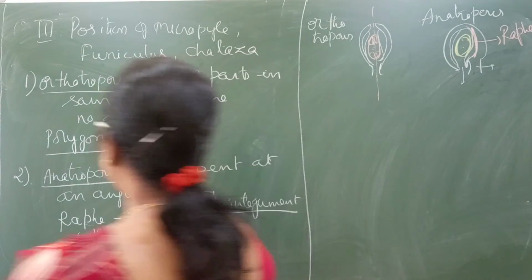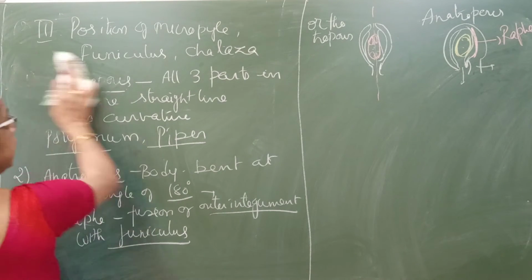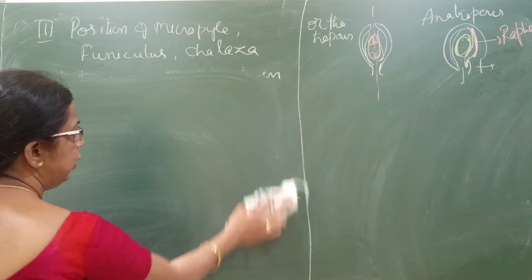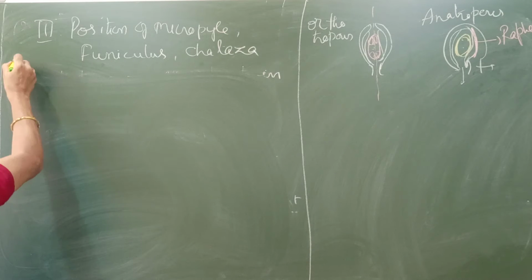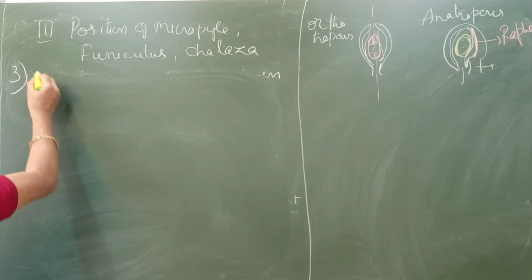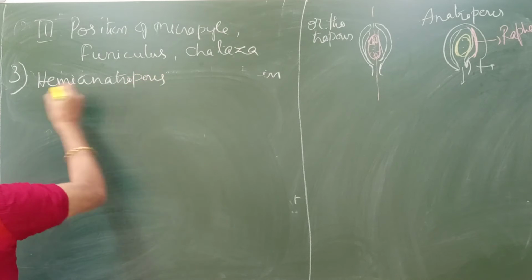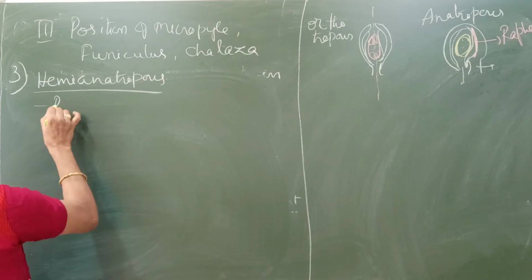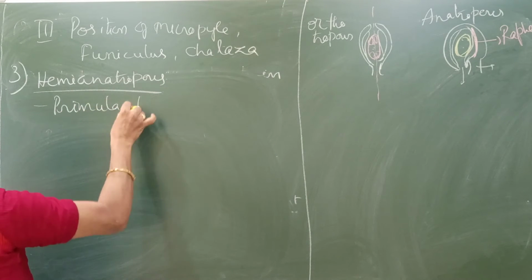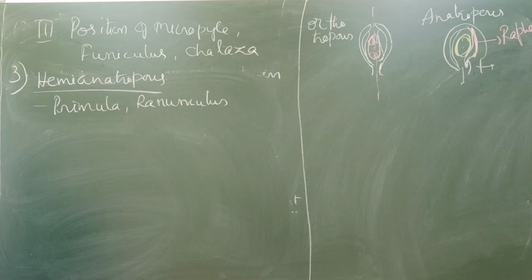Now next, the third type of ovule. We call it the hemianatropous ovule. The third type of ovule is hemianatropous. For example, it is found in primula and ranunculus.